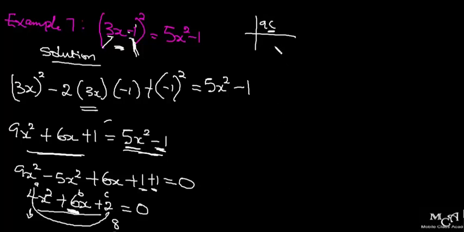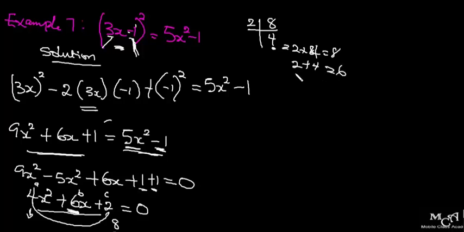So let's put 8 here. What and what can go in 8? Let's start with 2. 2 goes here, 4. So 2 times 4 will give us 8. 2 plus 4 will give us 6. So it means we are going to use 2 plus 4 as a substitute for this. Now let's substitute 2 plus 4 for our plus 6x.